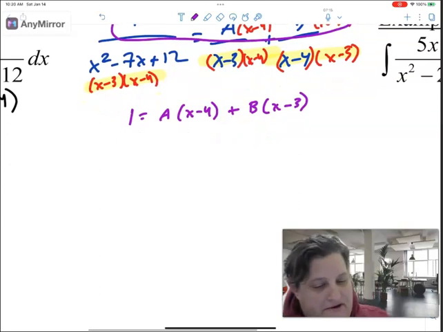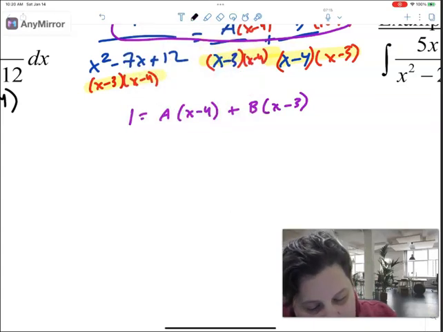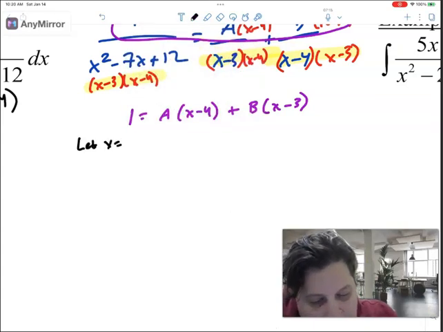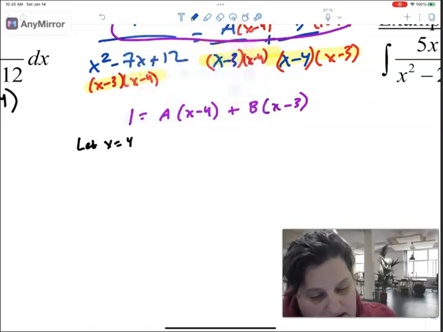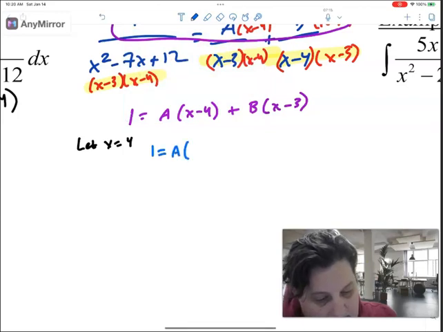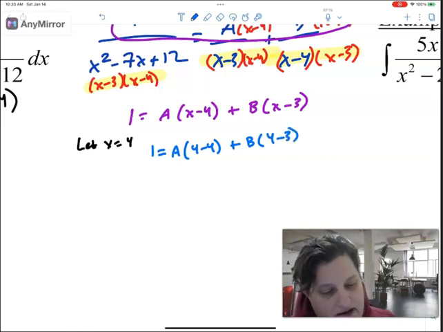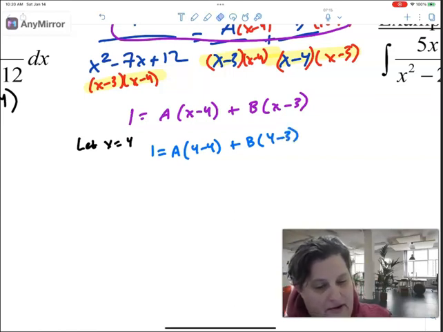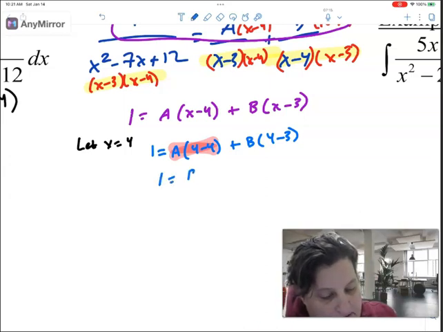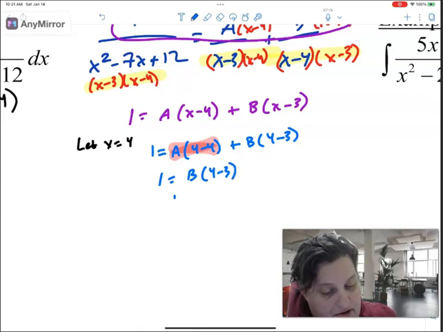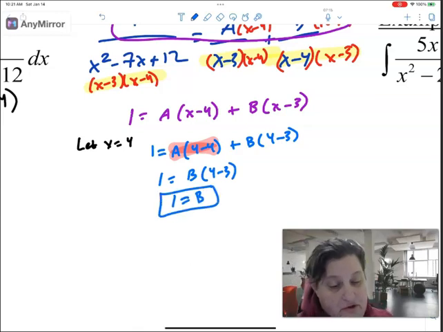Okay. Now let me show you this little trick. It's this little method that's a fast way of solving it. The first thing I'm going to do is say pretend x is 4. Now why would I do that? Well, when I go to plug this in, do you guys see that 4 minus 4 is 0? And so this whole thing would cross off. Okay? So 1 is b times (4 minus 3). So b is 1. So I just solve for b.